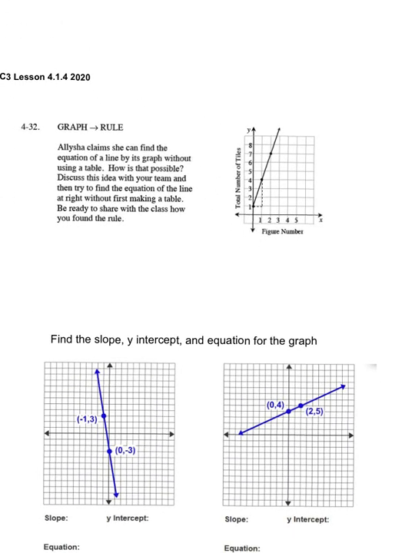So, problem 432, it says, Alicia claims she can find the equation of a line by its graph without using a table. How is that possible? Discuss this idea with your team and then try to find the equation of the line without first making a table. So now, if we go back to the things that we were just looking at, we had 2 variables. One of them was the growth, which you remember was this right here. This is also called the slope and has to do with the steepness of the line.